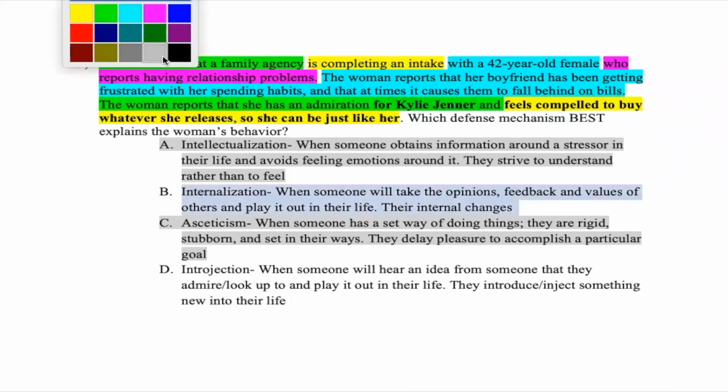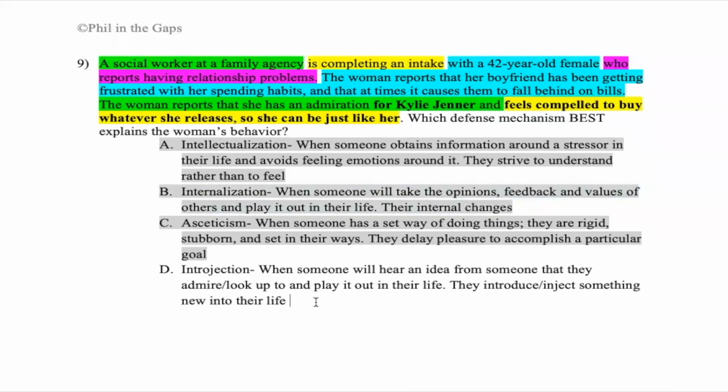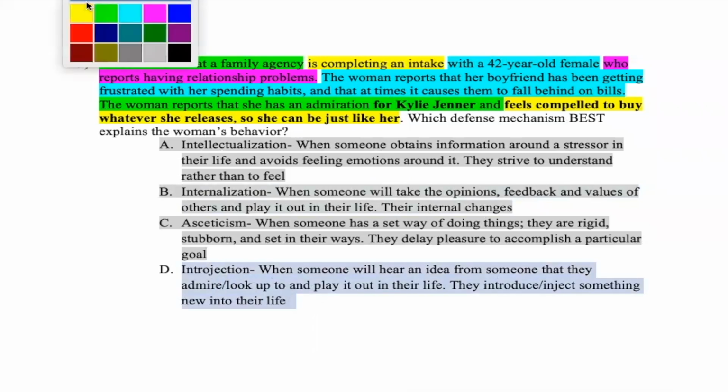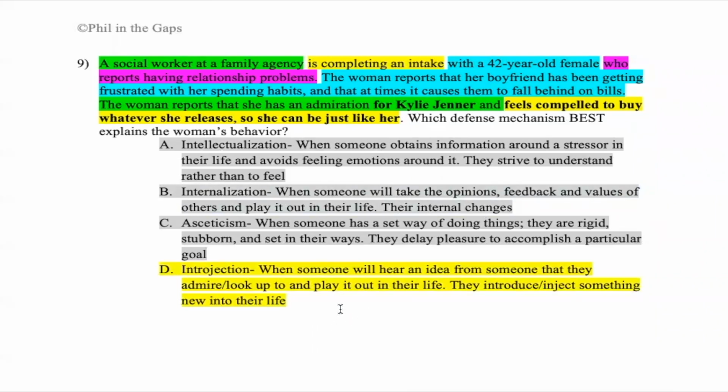Why? Because internalization is where somebody is more on an internal thought process versus trying to emulate what somebody is particularly doing. So the correct answer here is going to be D, introjection, because she's introduced what Kylie Jenner is producing into her life and has continued to inject the concepts such as whatever she is releasing with and for her situation. So A, intellectualization is incorrect because nowhere does it state that she's trying to get as much information as she can. B is incorrect because internal processing has not changed. And C, asceticism is incorrect because it's the total opposite.